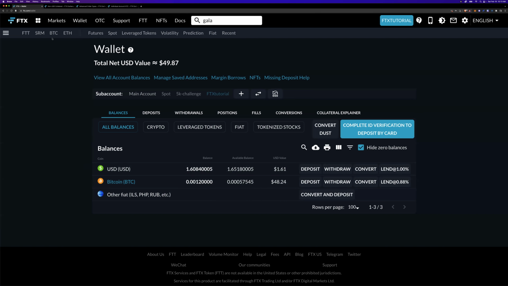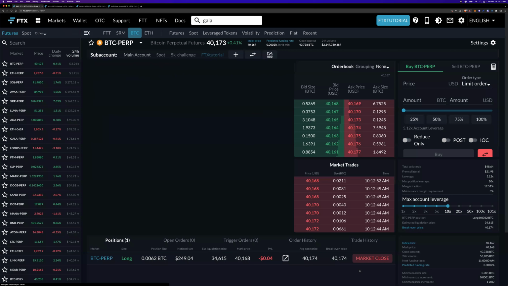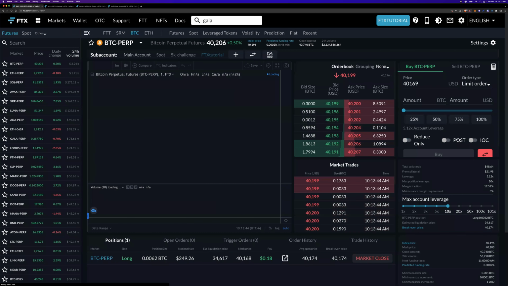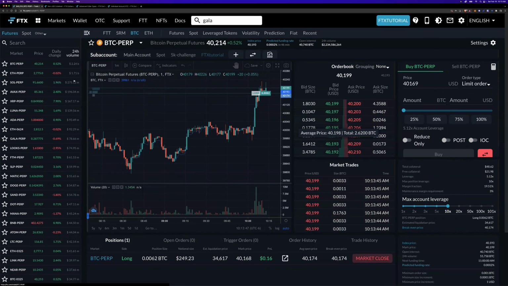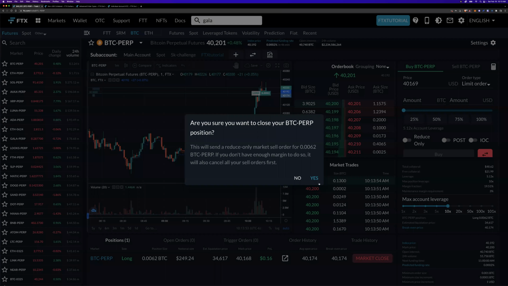Okay, so anyway, I think I've demonstrated enough of how to use FTX. I've shown y'all the order types. You can create different sub accounts right here. All right, hopefully this information was useful. I'm just going to close this out.